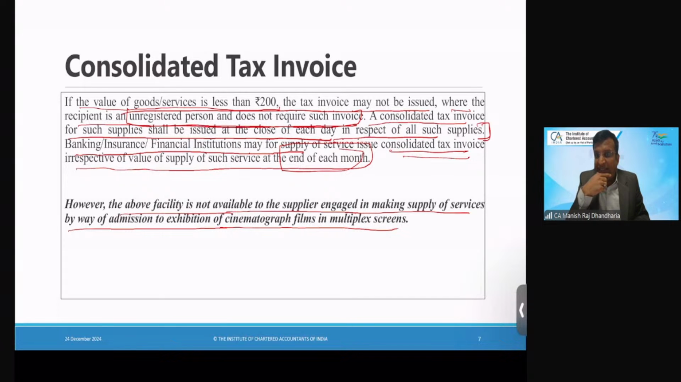So cinema, banking, insurance, financial institution. Sorry, what is the third case? Financial institution. Financial institution includes NBFC, correct? Financial institution will include NBFC. Fine. I hope this is clear.